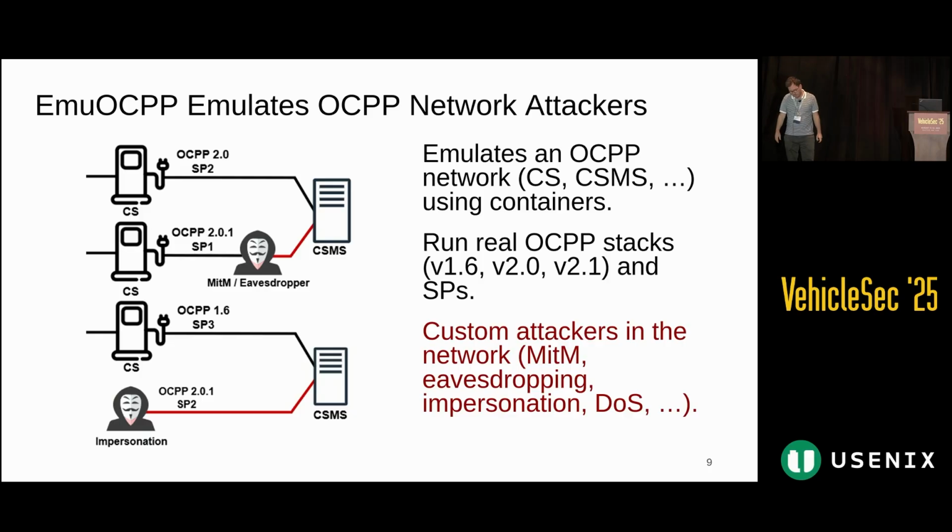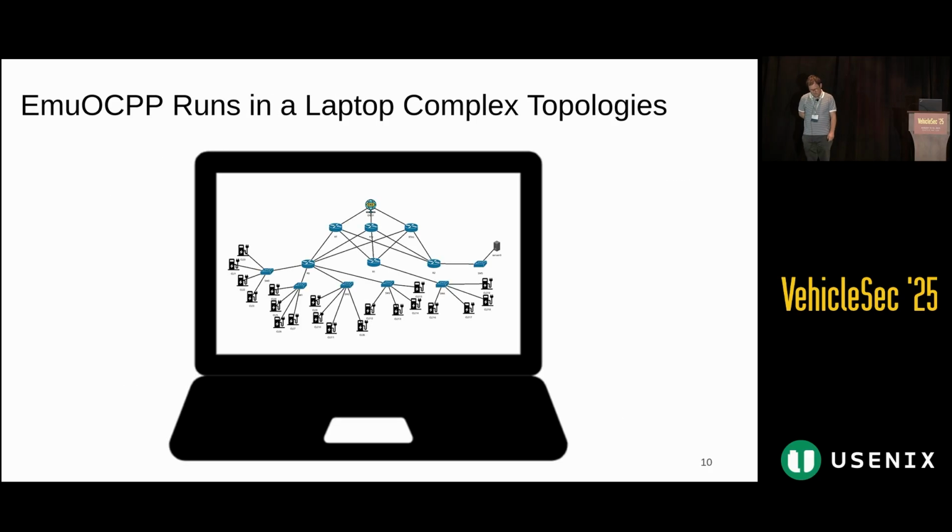Instead, at the bottom of the figure, there is an impersonator who is trying to impersonate a charging station to a management system in a link with the latest version of OCPP, and now there is security profile 2 in place. And so this impersonation attack is slightly more complicated because the attacker will have to provide a certificate. As I said, this emulation design strategy allows you to emulate a really complex OCPP network with thousands of hosts, thousands of charging stations and management systems, on your laptop.